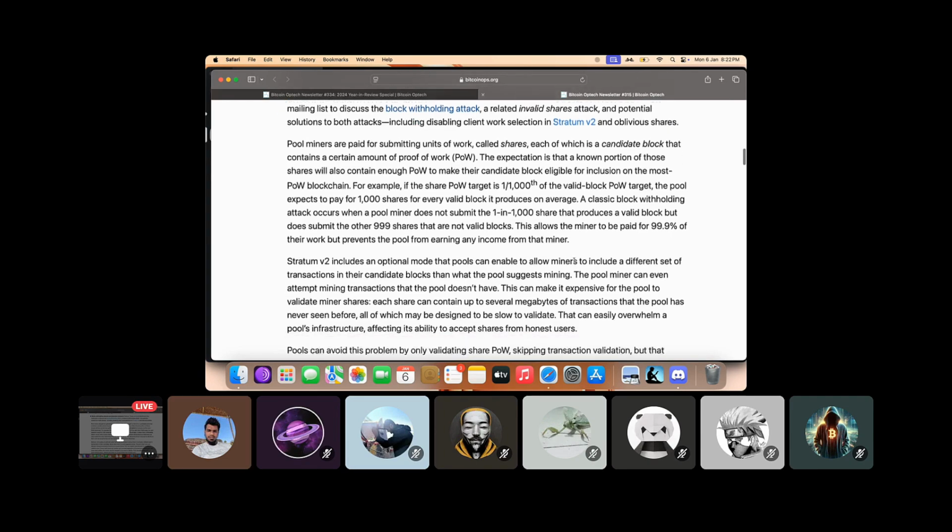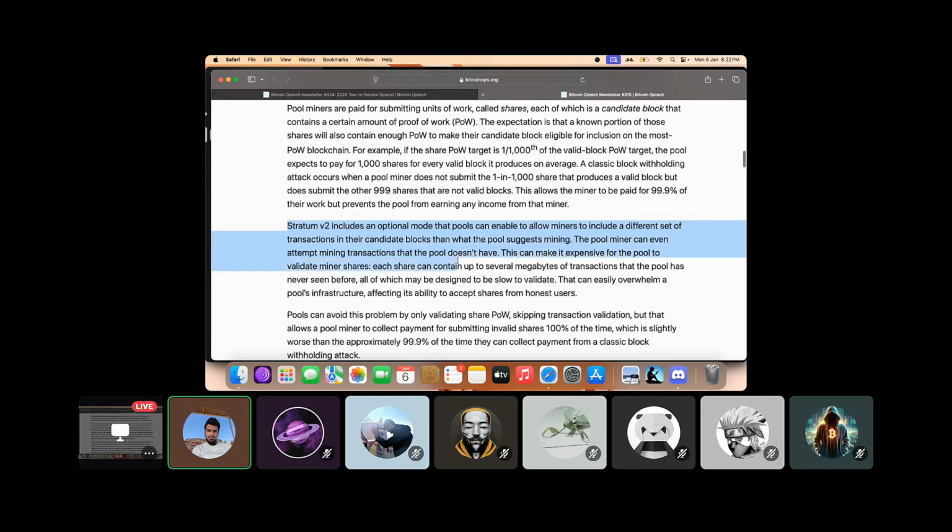Okay, now, Stratum V2 includes an optional mode that pools can enable to allow miners to include a different set of transactions in their candidate blocks than what the pool suggests mining. The pool miner can even attempt mining transactions that the pool doesn't have. This can make it expensive for the pool to validate miner shares. Each share can contain up to several megabytes of transactions that the pool has never seen before, all of which may be designed to be slow to validate. That can easily overwhelm a pool's infrastructure, affecting its ability to accept shares from honest users.